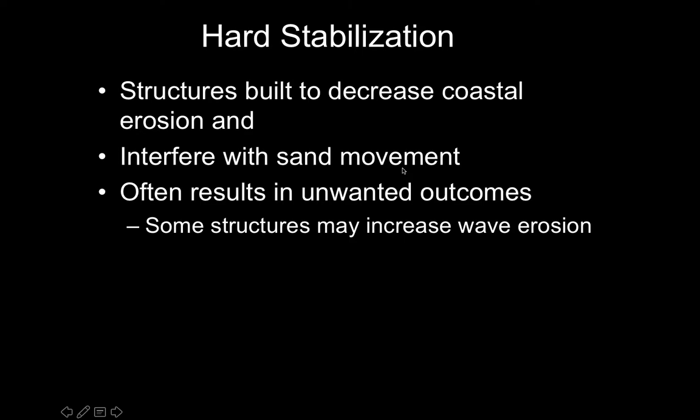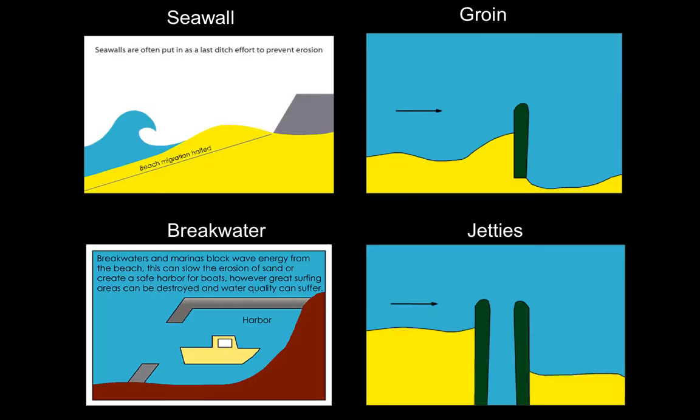Another technique is called hard stabilization. In this technique, we are basically building structures or constructions to decrease coastal erosion. Sometimes, and often, this results in unwanted outcomes because instead of actually impeding the wave energy, it actually creates more erosion.